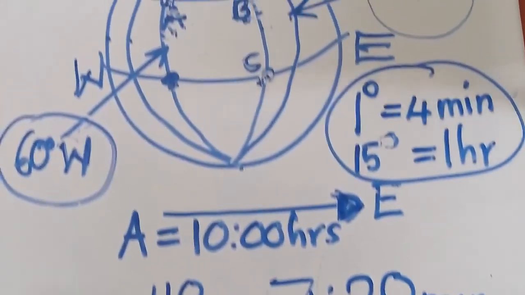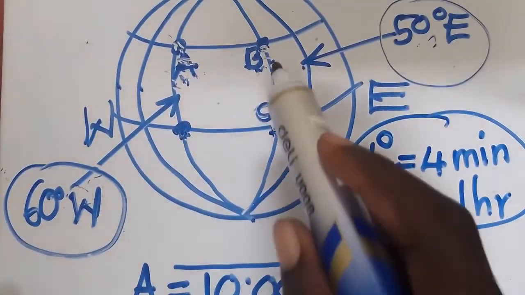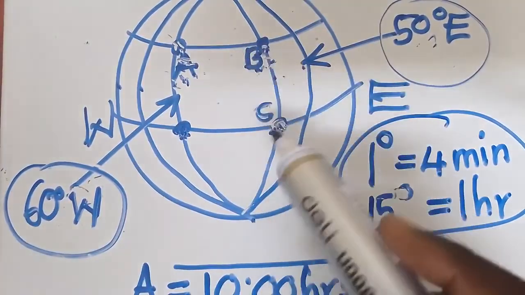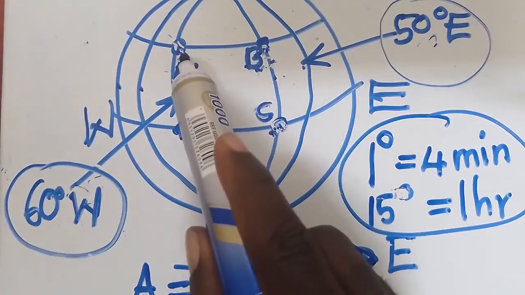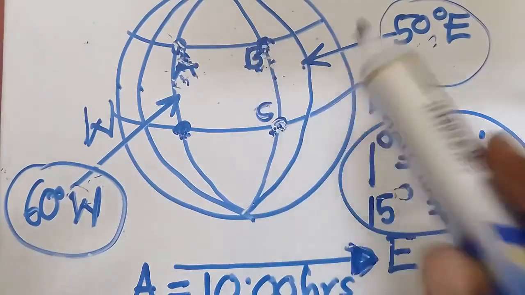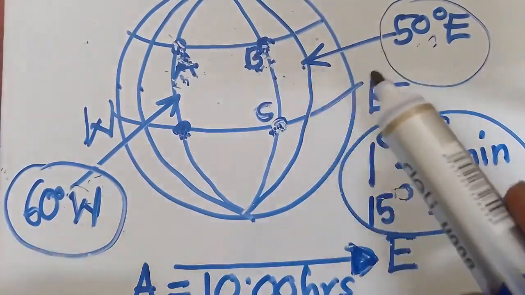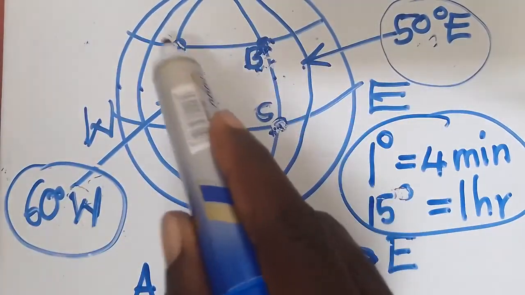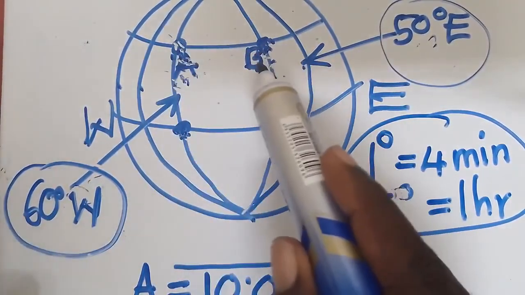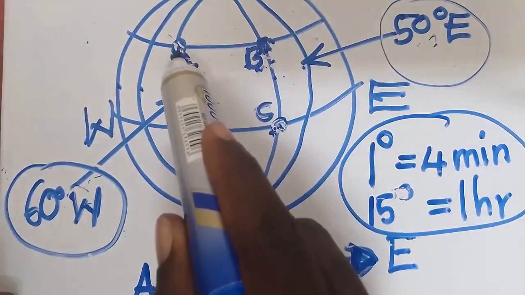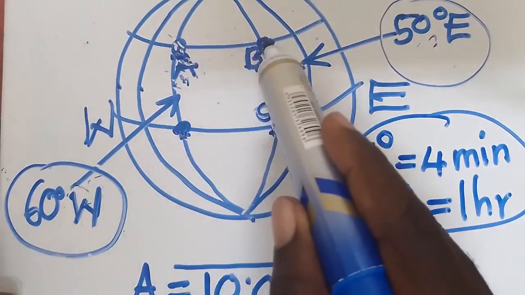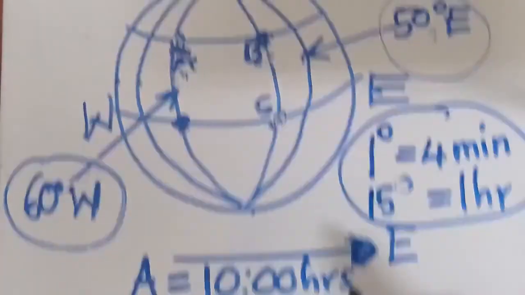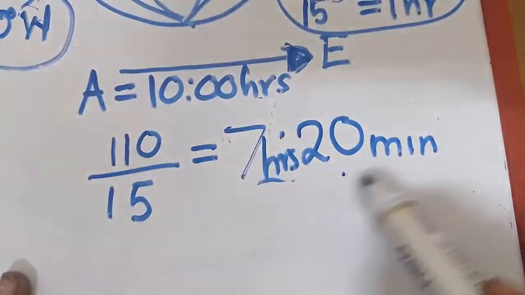Since we know that the time at B is ahead, and at the other place it is 10 hours, we add. But if we were told to calculate for the place that is behind, we would subtract, because the time there must be behind. So this one is ahead, so we add: 10 hours plus the answer that we got.